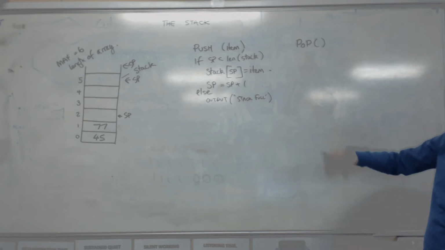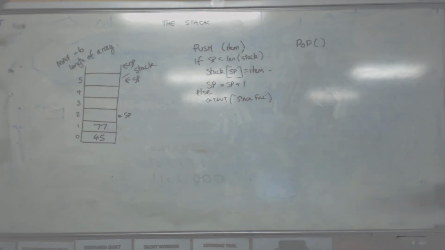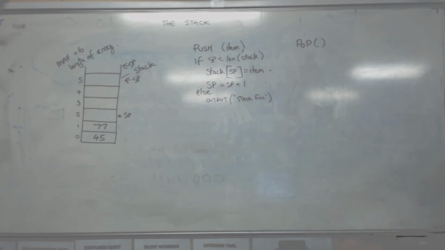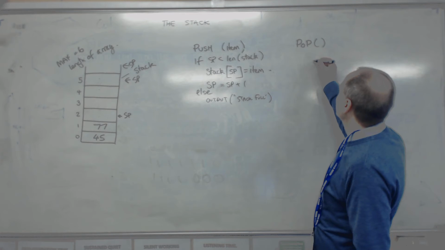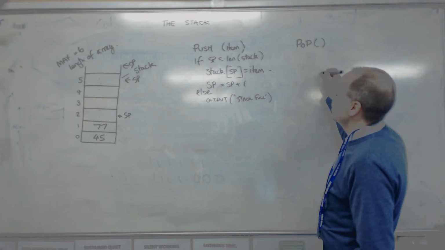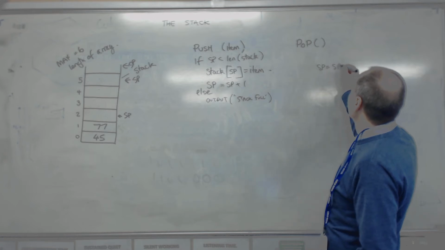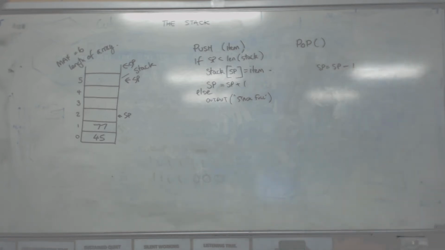Pop. To remove something from the stack. Right, looking at the state of the stack in this example, if I want to remove something from the stack, and the stack pointer is pointing to the free space, what have I obviously got to do with the stack pointer first? Decrement it. Yeah, decrement it. So my first action is going to be, and I'm going to do it here again because obviously there's things we need to worry about, SP equals SP minus 1.